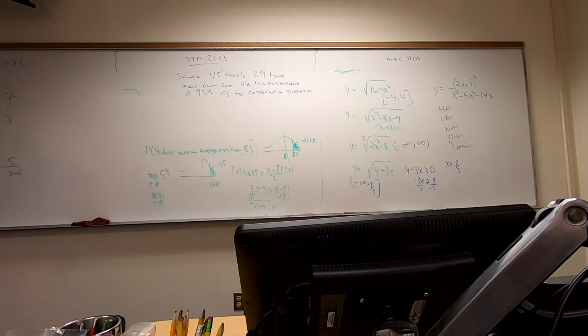So we're gonna look at a sample of 25 people. We're gonna find the average cost to fill up the car. The average price to fill up their car is $28.19. Let's say the standard deviation is $1.85.